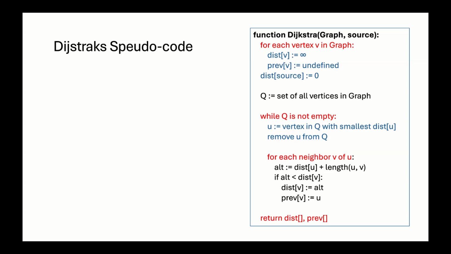We create a priority queue with all the vertices by keeping the smallest distance vertex first in the queue. While the queue is not empty, we pick and remove vertex u with the smallest distance in the queue. Then, for each neighbor v, we calculate alt, which is a temporary variable, as the distance to u plus the edge weight from u to v. If alt is less than dist v, we update dist v to alt and set the previous vertex to u. Finally, we return the arrays dist with the shortest distances and prev with the previous paths.